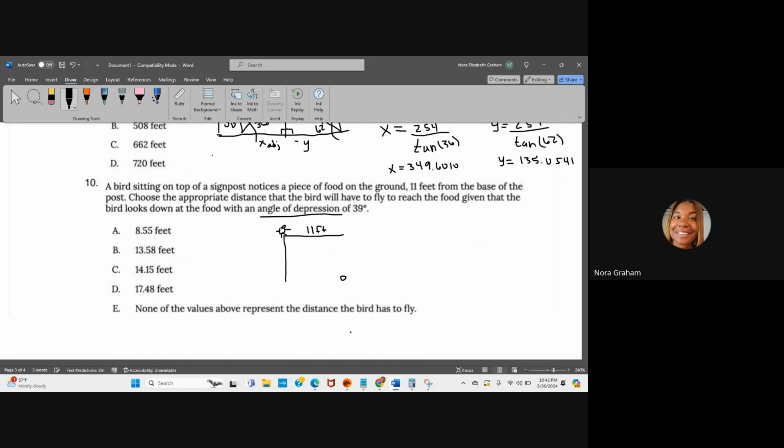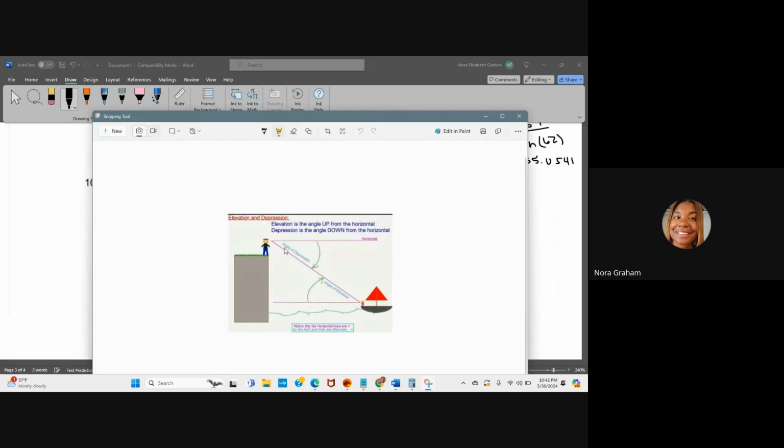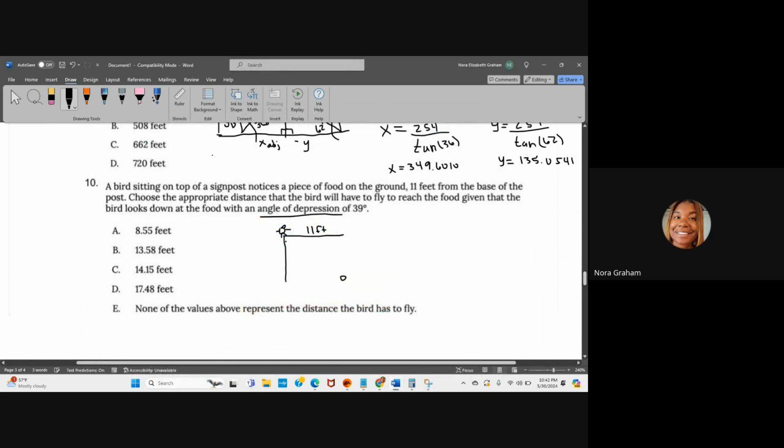And again, we're talking about an angle of depression. The angle of depression is right here. You're looking from here and down. That's why I drew that 11 feet up there. So from here to here, this angle is my angle of depression. And my angle of depression is 39 degrees. Sorry, that looks like a 0. We'll keep it like that, 39 degrees.